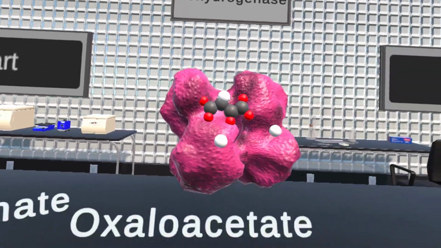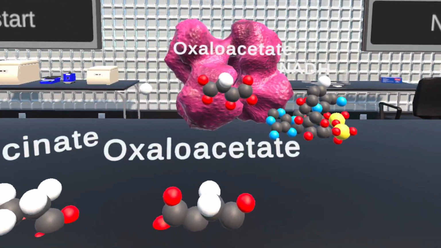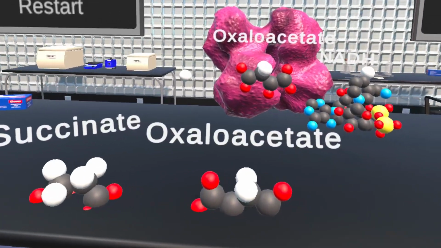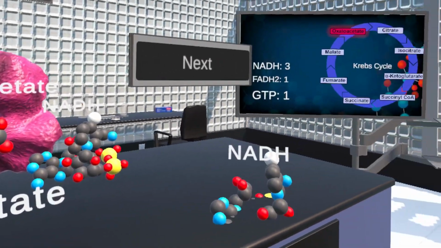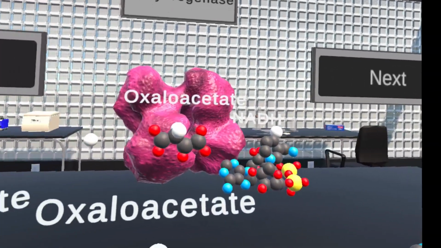Now our malate will be called oxaloacetate because it's missing the hydrogen. And if you remember back to the start, we first combined oxaloacetate and acetyl-CoA together to make citrate. So we have come full circle. This is something you will want to know for future exams. Let's add one more NADH to our tally before we move on.